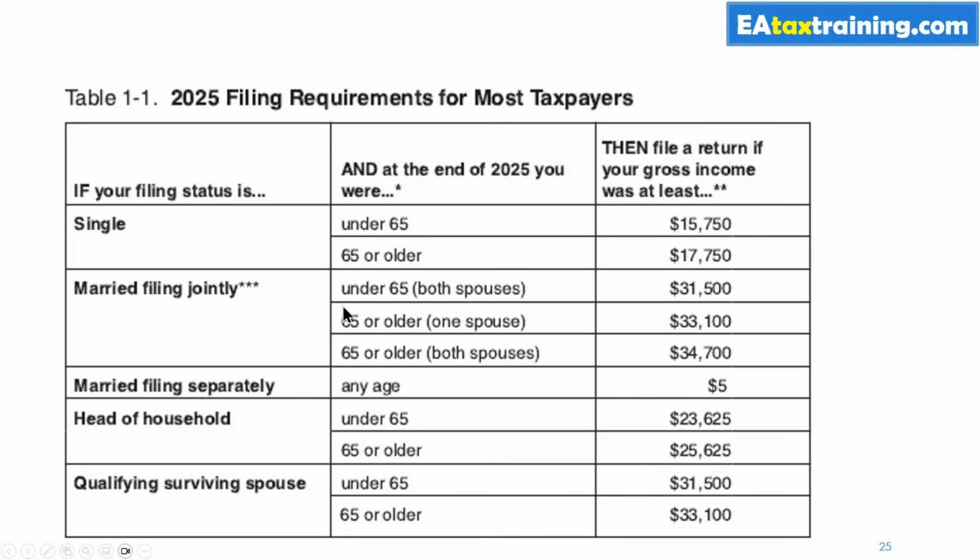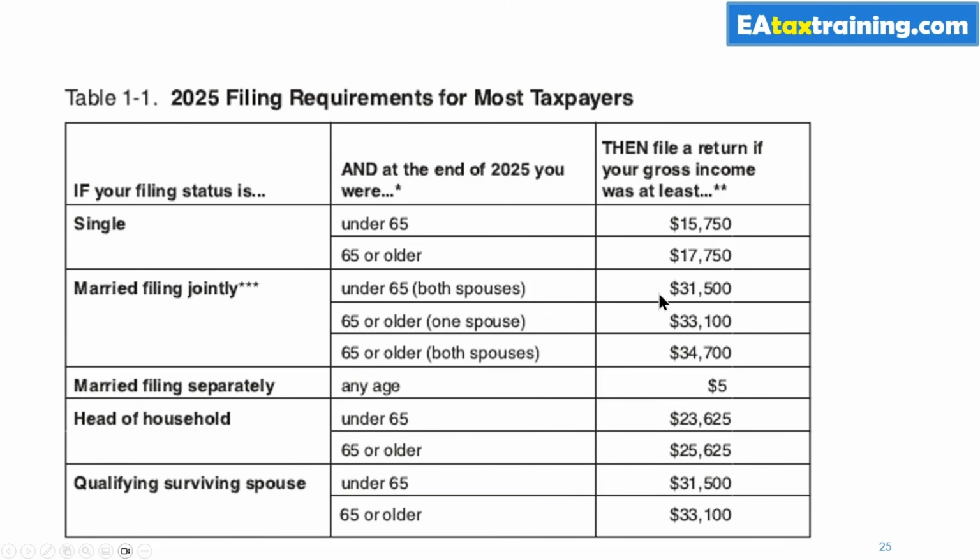If they are married filing jointly and under age 65, you can see it is $31,500. Not coincidentally, that is exactly twice as much as it is for a single person because you've got 2 people that are involved here. And then you can see the amounts if they are 65 or older. Married filing separately, you can see if they had $5 or more of gross income, then they need to file a tax return. So virtually everyone who is married filing separately will need to file a 1040. If they are something called head of household, then it is $23,625. That is exactly halfway between being single and being married filing jointly. Then if they are a qualifying surviving spouse, it is $31,500.